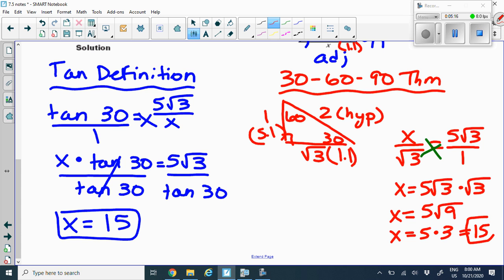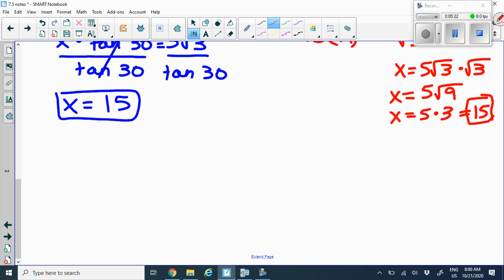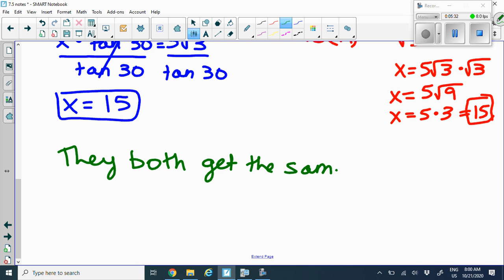So notice when we did both methods, we got the same answer. So basically how we can compare is saying that they both fit the same value. On this one, if we use the tangent definition, the tangent ratio, or if we use the 30, 60, 90 theorem, we get the same answer, or the same value.